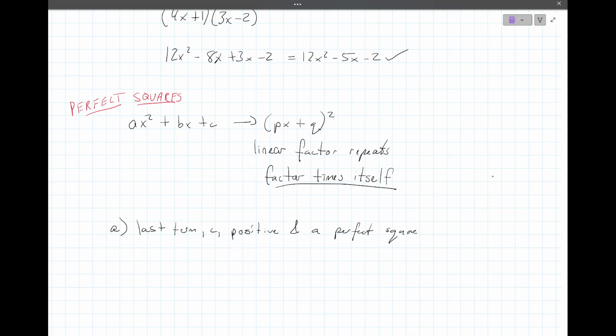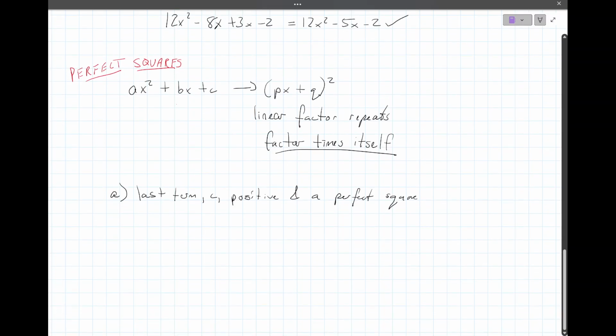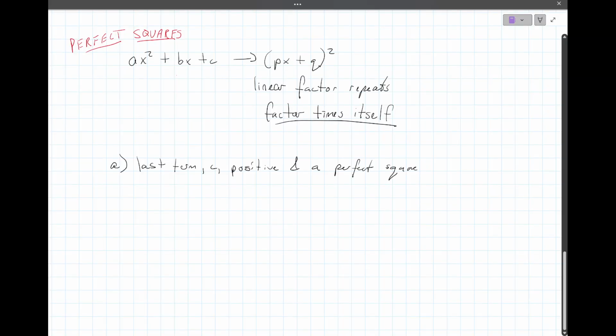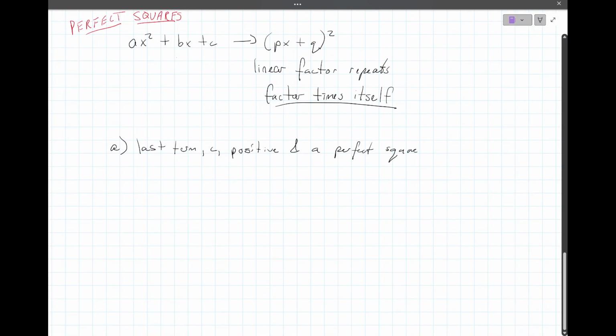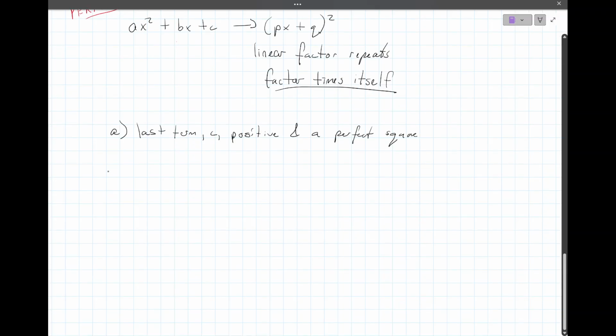Our perfect squares again are: 1, 4, 9, 16, 25, 36, 49, 64, 81, 100, 121, 144, 169, 196, 225, 256, 289, and so on. 324 is the next one, then 19 squared is 361, I think, and then 20 squared is 400, 441, and 22 squared is 484, and I think that's as far as my memory goes.